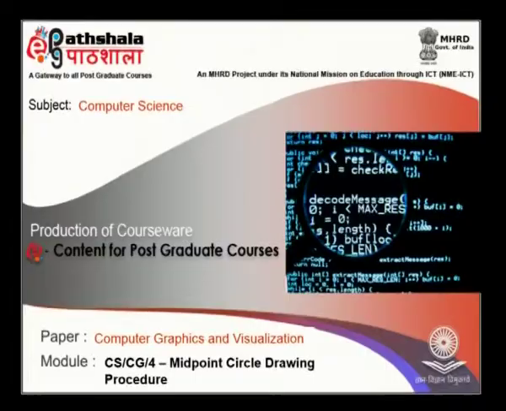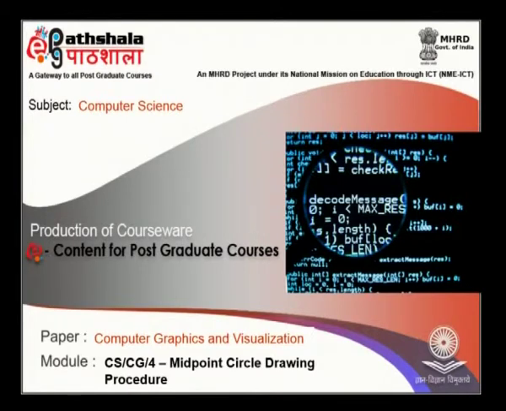Welcome to the E-Pathshala lecture series on computer science for postgraduate students. We are learning the subject computer graphics and visualization. In this series, we had done a few sessions earlier. So, this is the fourth session in this series.